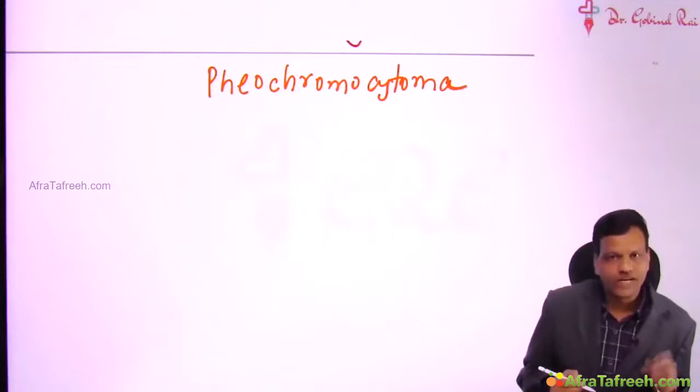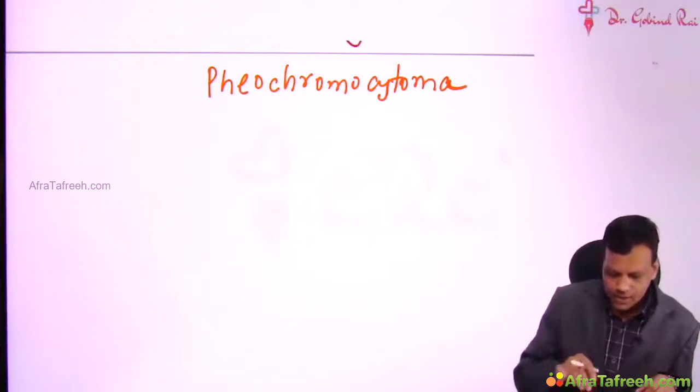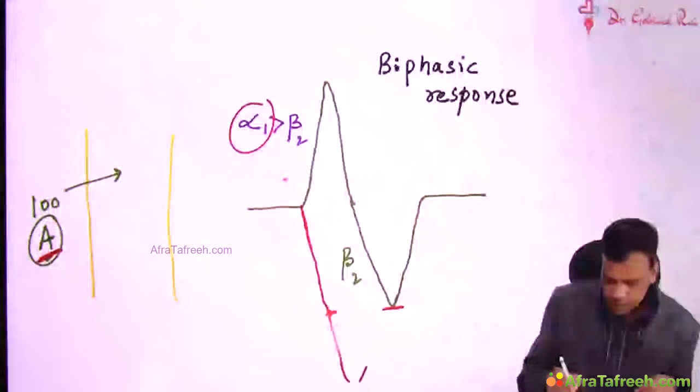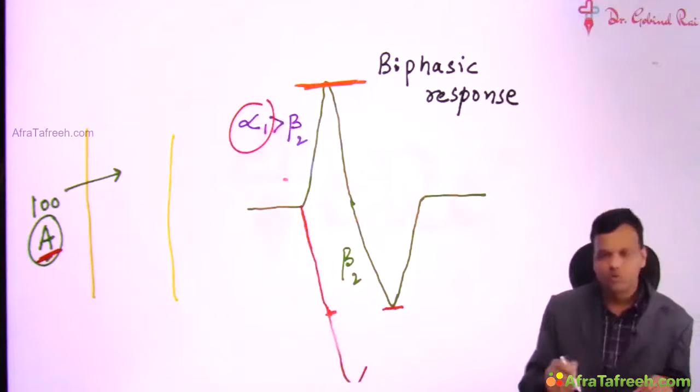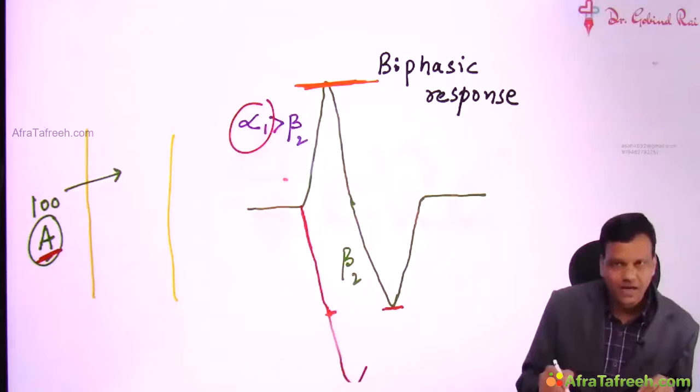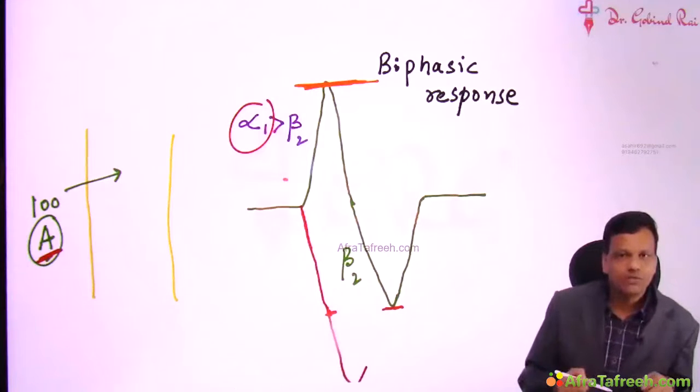So if a large amount of adrenaline is secreted into the blood, it will be stimulating both alpha 1 and beta 2. But as alpha 1 is predominant, the effect is vasoconstriction. So a patient with adrenaline-secreting pheochromocytoma has very high BP. Normally when the BP is high, we will give an alpha blocker to reduce the BP.